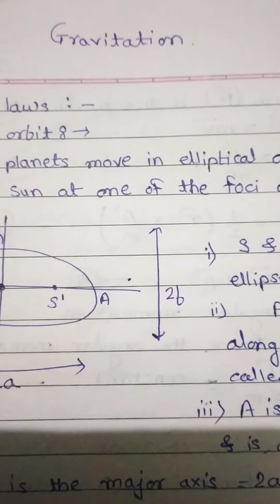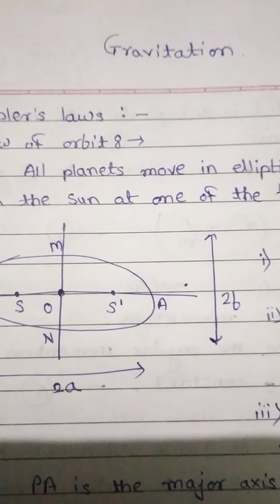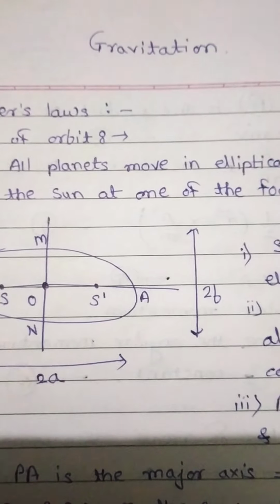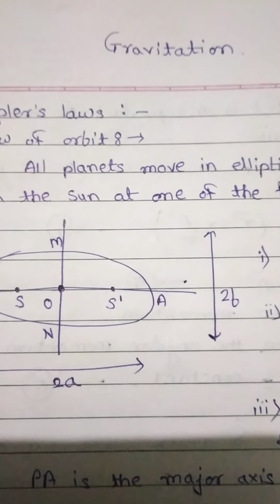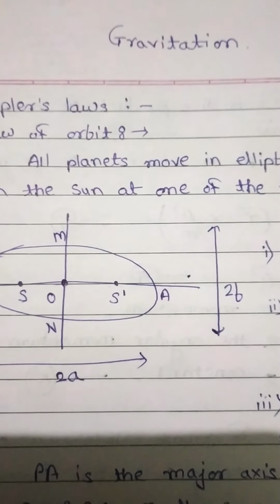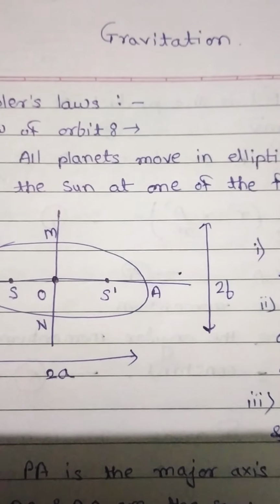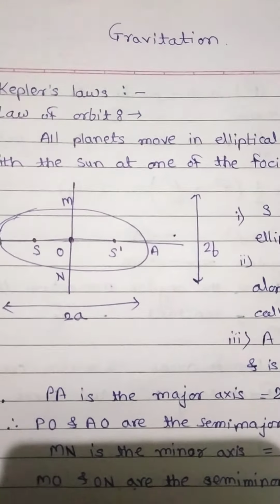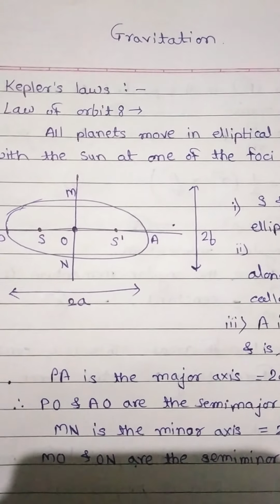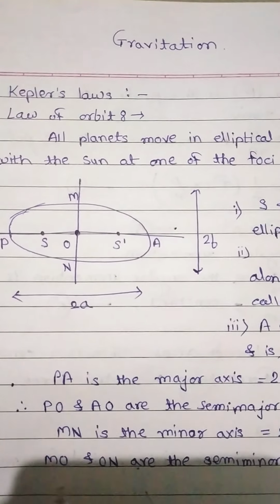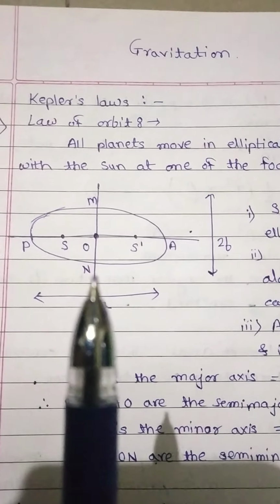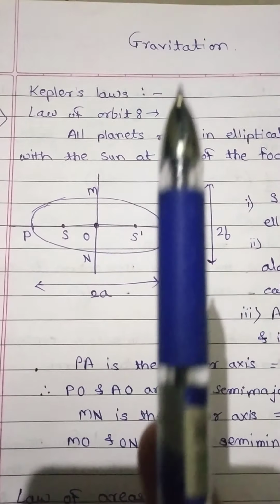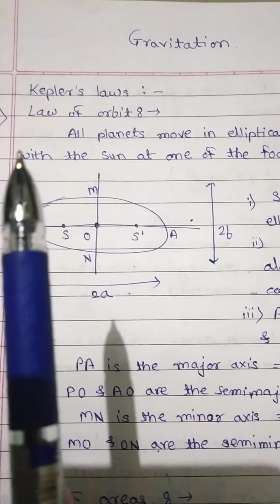We also know about acceleration due to gravity, represented by small g, and we know that this value is 9.8 m/s². So we know about all these points. Now we start a new point in this chapter on gravitation.